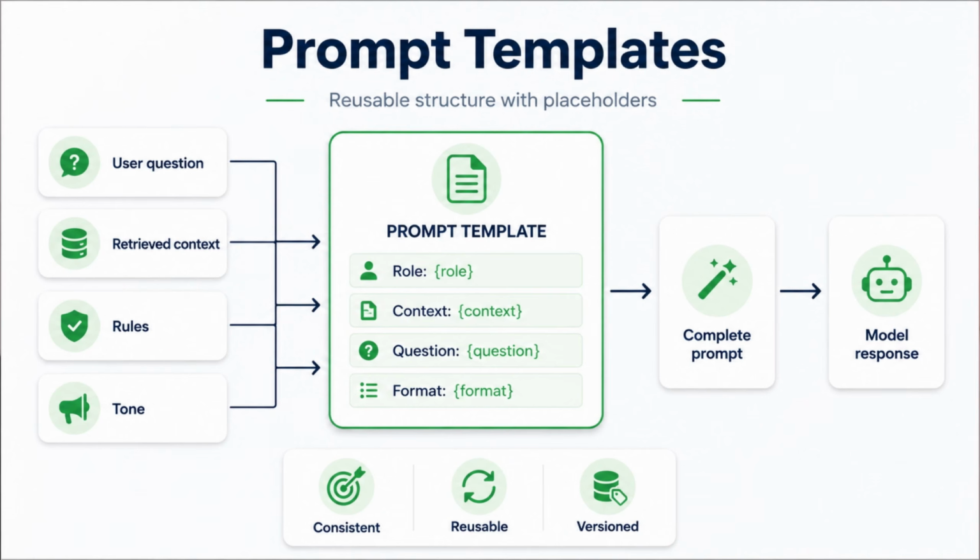Now, if I talk about the prompt template, a prompt template is a bit different. So, a prompt template is a reusable structure that contains fixed instructions and placeholders for dynamic values. For example, the template may include a placeholder for the user question and another placeholder for retrieved context. So, at runtime, the application fills those placeholders and sends the complete prompt to the model.